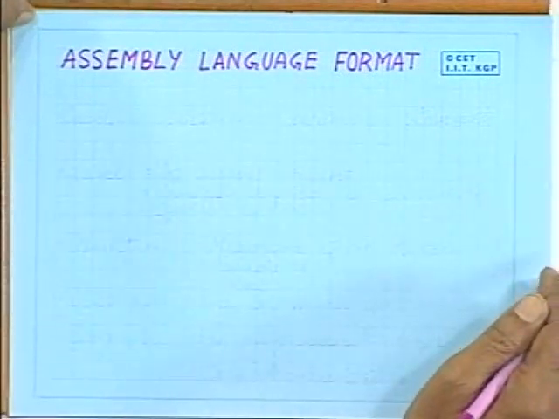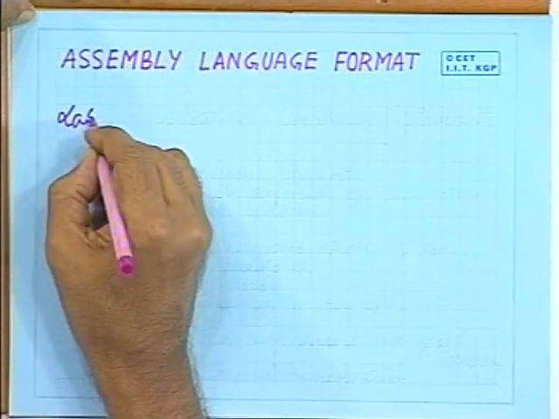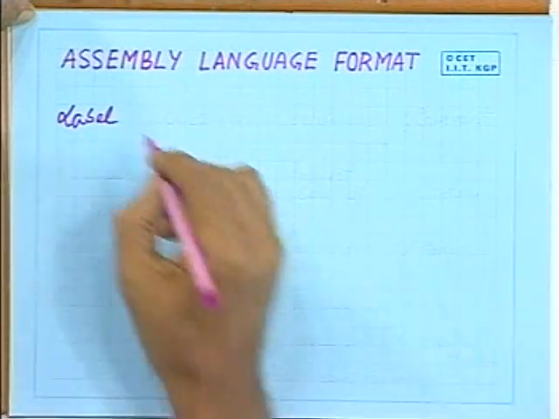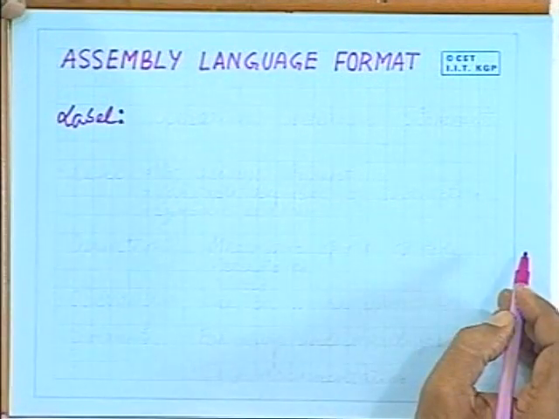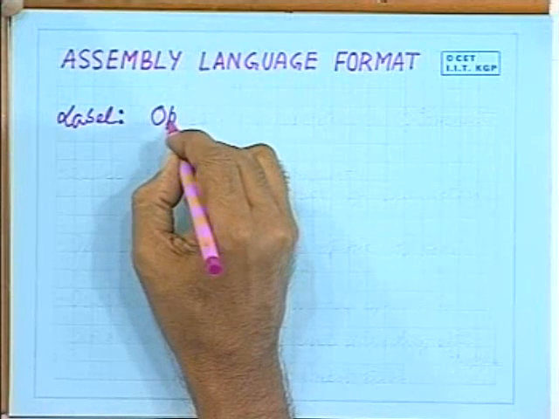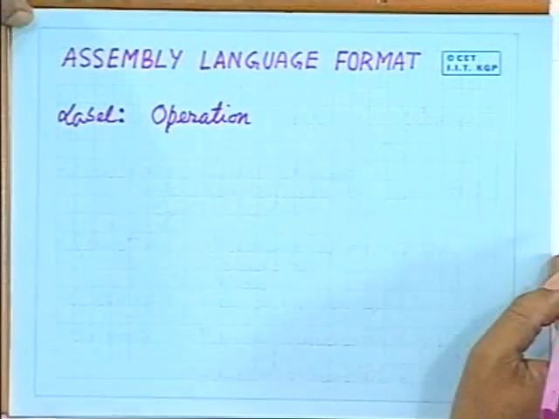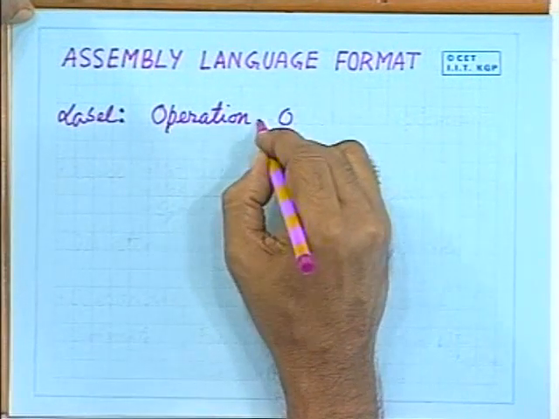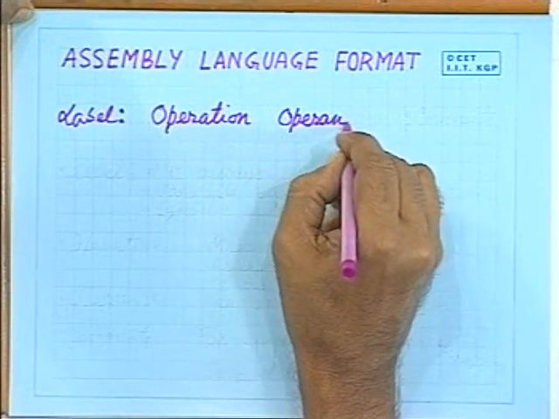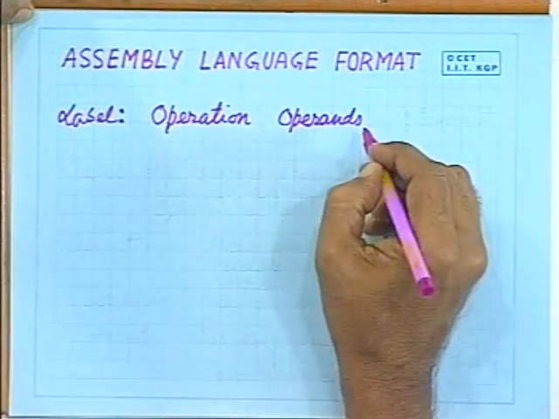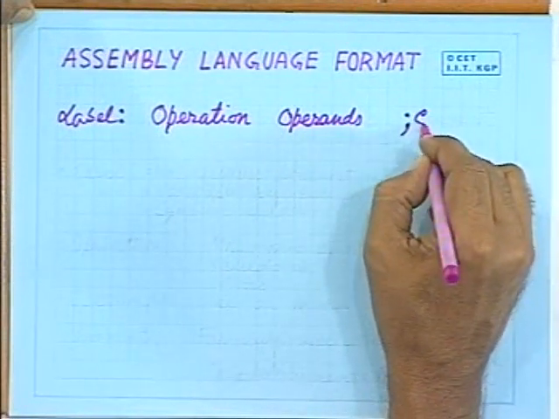An assembly language program has 4 unique fields: label, usually separated by a delimiter colon, then the operation to be performed, with some gap, operands, there may be one or more operands. Then you have another field for comments.